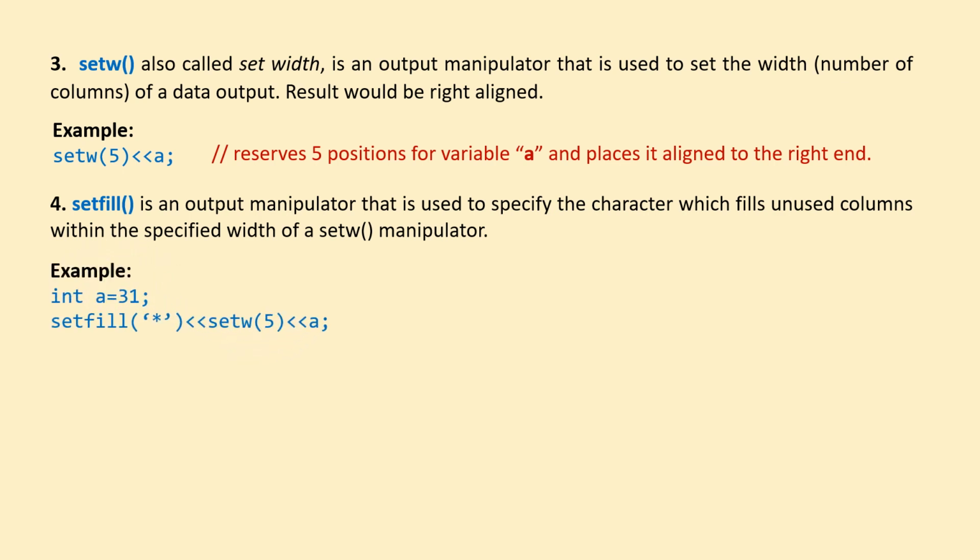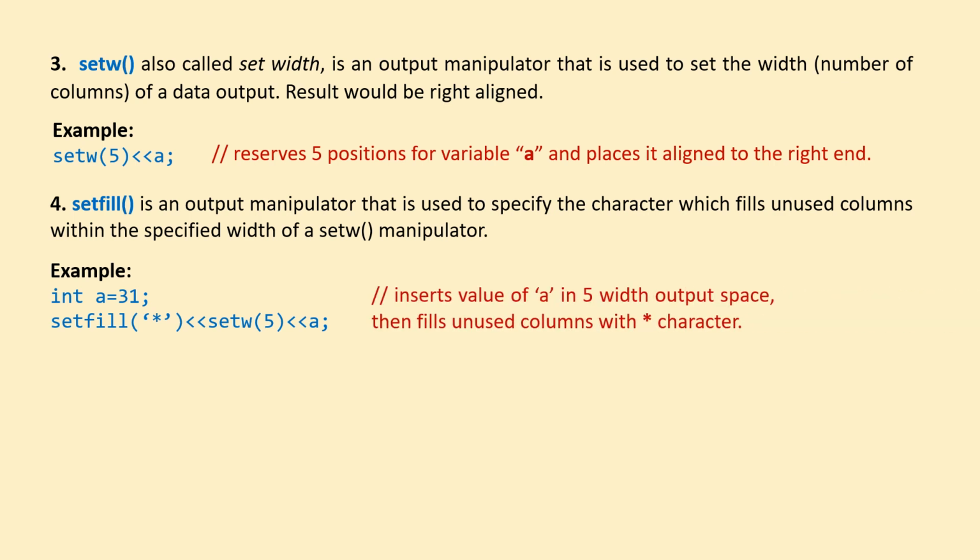For example, let's declare int A equals 31. Then, the cout stream, setfill within single quotes asterisk, followed by insert setw function of 5, followed by insert variable A, would insert the value of variable A into 5 with output space. It would then fill the unused columns with asterisk character. Here is how the output would look like.